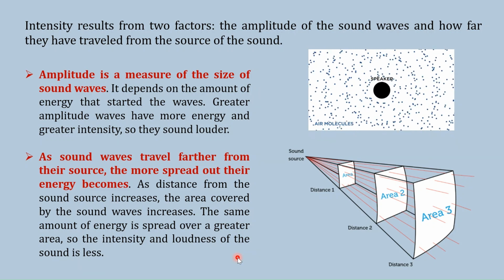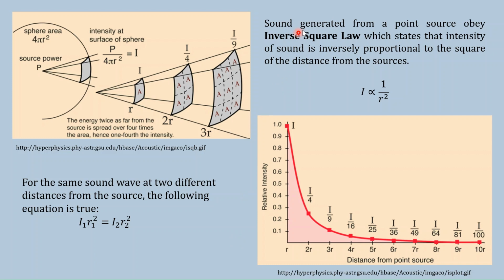It can be further explained here. The sound generated from a point source obeys the inverse square law, which states that the intensity of sound is inversely proportional to the square of the distance from the source. I is inversely proportional to R square. अब ये इक्वेशन क्यों है वो यहाँ पे हम समझ सकते हैं.